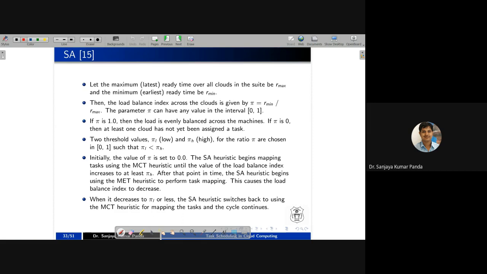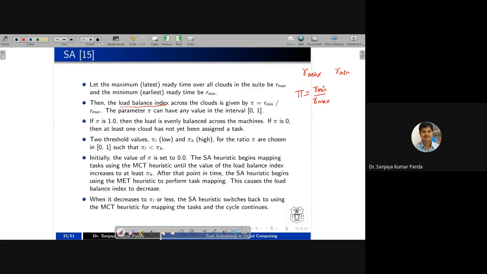In order to do this, here we consider two important parts. Let's say the maximum ready time over all the clouds is considered as Rmax. R stands for ready time and maximum is represented as Rmax. Similarly, the minimum or the earliest ready time is considered as Rmin. One is Rmax, another is Rmin. And there is a load balance index across the cloud, which is calculated as pi. Pi is called the load balance index, which is nothing but Rmin divided by Rmax.